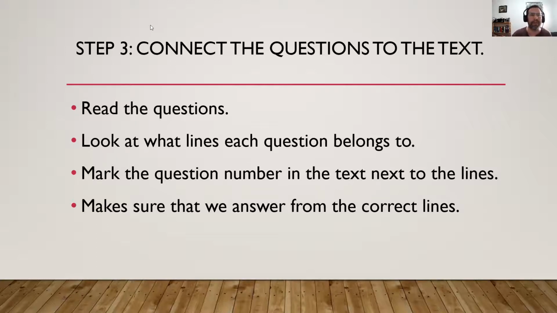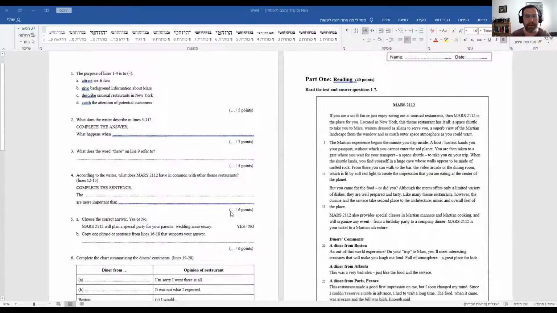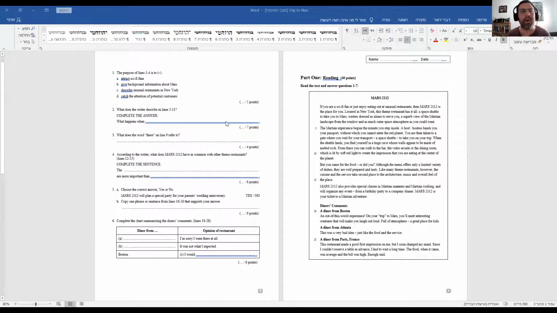So, I'm going to stop sharing this for a second. I'm going to show you what I want you to do. So I'm going to go here, and I'm going to show you what I'm doing.